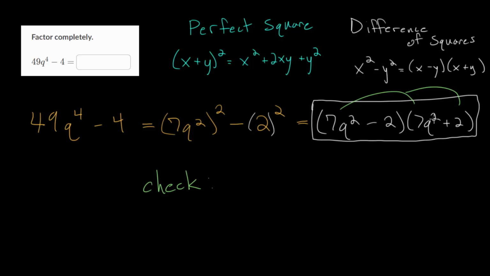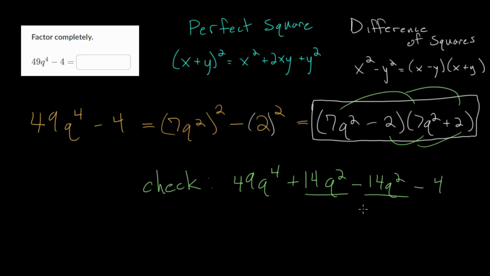And 7q squared times 7q squared, that is 49q to the fourth. Then 7q squared times 2, that's plus 14q squared. And then we have minus 2 times 7q squared, which is minus 14q squared. And minus 2 times positive 2 is minus 4. And notice your middle two terms are going to cancel out. 14q squared minus 14q squared, that's just 0. And so you do get back 49q to the fourth minus 4, which is what we started with. So in that sense, we can feel confident that this is the correct factorization here.